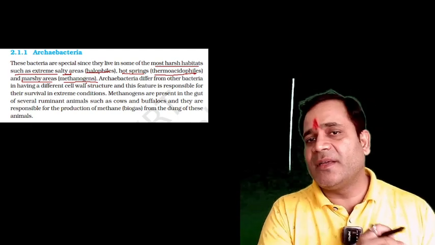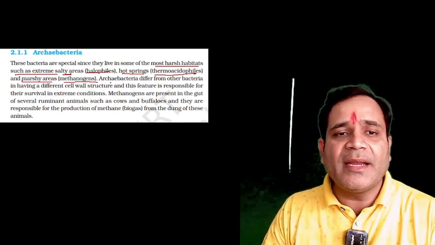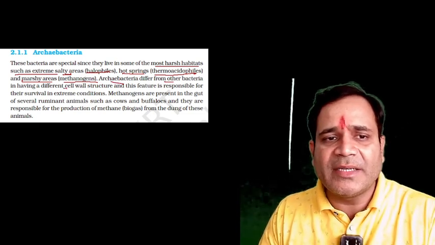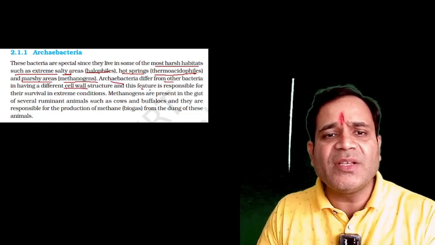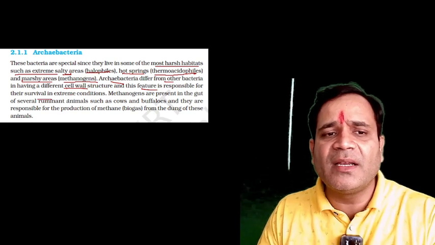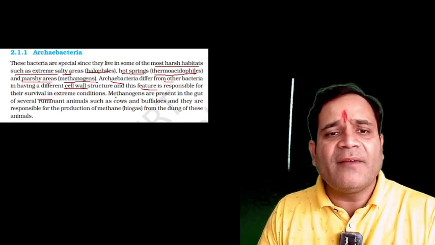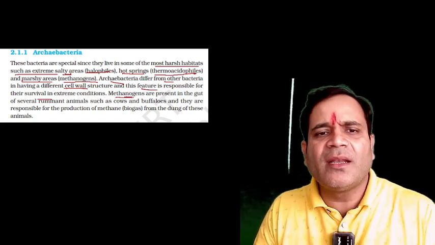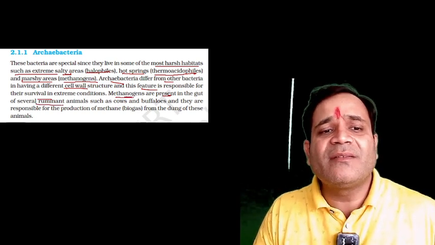Methanogens, it means what? They are found in marshy areas, right? So the archaebacteria differ from other bacteria, as you already know, because of the different cell wall structure. Different features are responsible for their survival in extreme conditions. Take one example, methanogens. You know that this methanogen is present in the gut of several ruminant animals.